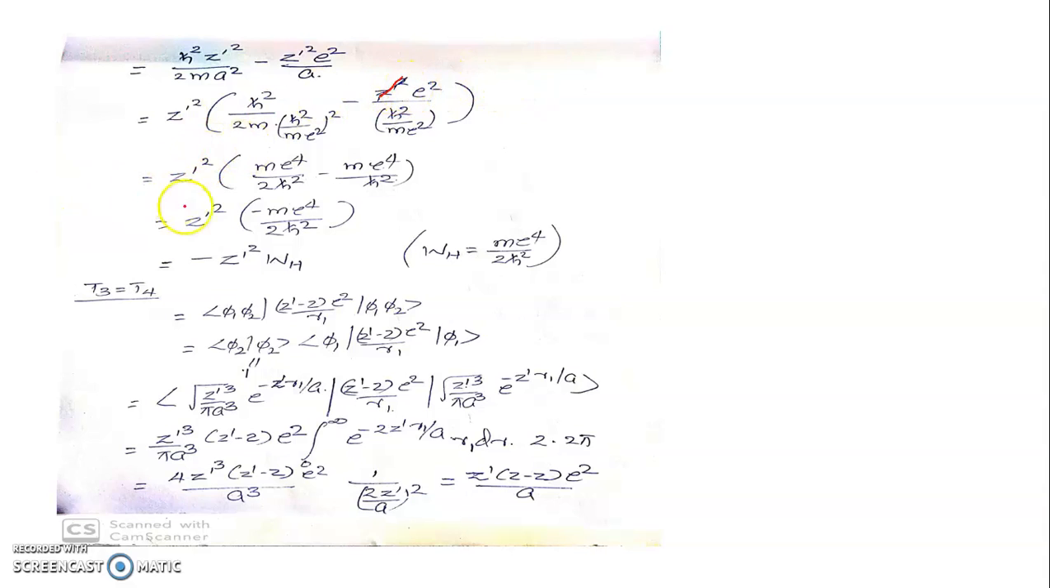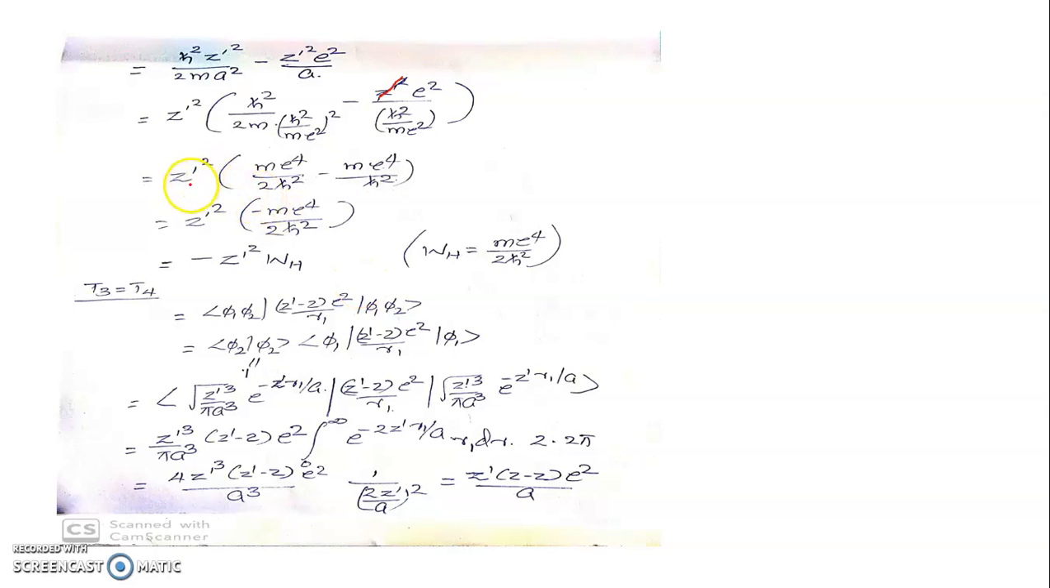Now Z′² into this, which could be modified. m vanishes, e² and e⁴ come to the numerator, ħ² in the numerator vanishes. So this becomes me⁴/2ħ². Minus, here also e², me² come to the numerator, me⁴/ħ². So me⁴/2ħ² minus me⁴/ħ².